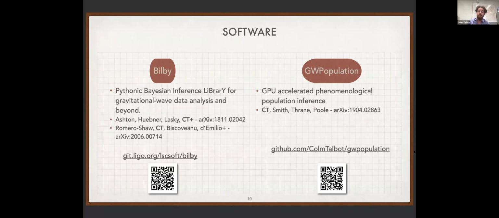And then once we have those things, we develop our code. Kath mentioned Bilby, which was a code that we developed mostly at Monash during my PhD, with many others, and is now a kind of global effort. And then on top of Bilby, I developed GWPopulation, which was specifically targeting this kind of phenomenological population inference, with various bits of GPU acceleration, which have really helped us keep up with the growing volume of data.